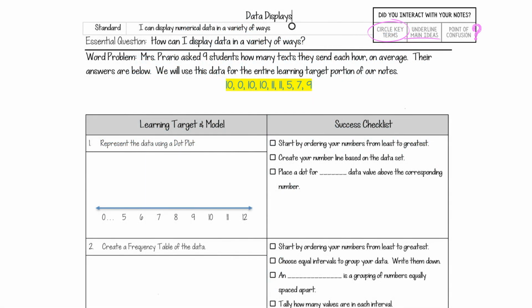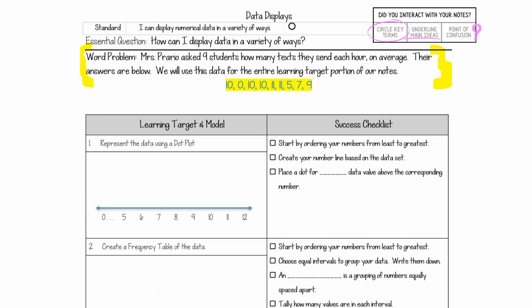Data displays. Standard this week is I can display numerical data in a variety of ways, and this is 6th grade statistics and probability number 4. We're going to use a word problem at the top of the page to help us understand the rest of the types of data displays we're learning, and we'll use the same set of numbers, hopefully to make it a little bit easier to understand.